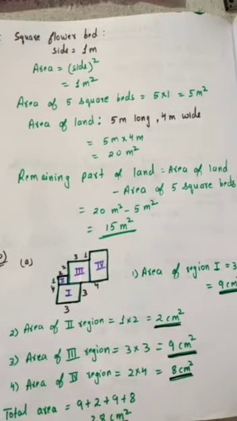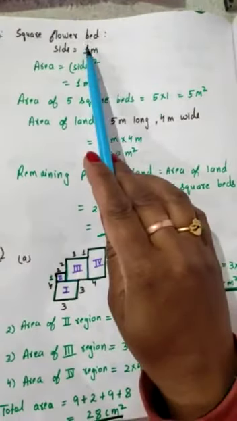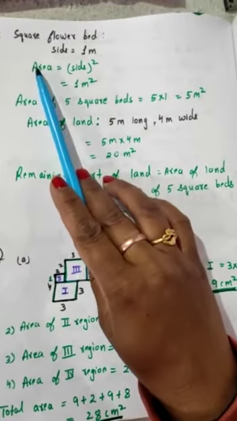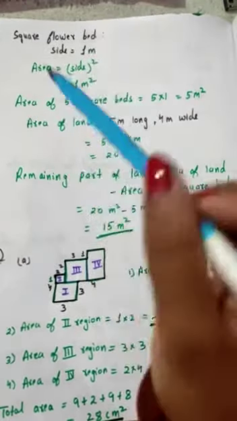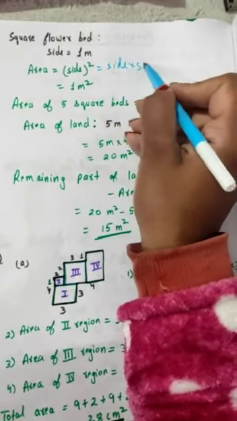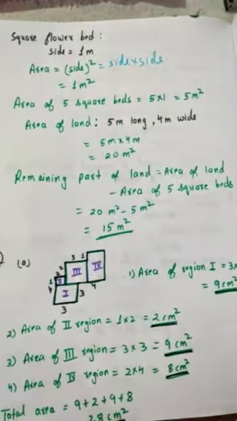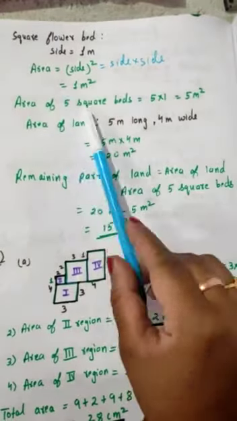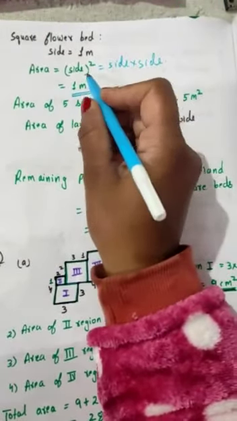So now we are doing question number 9. In question number 9, it is given that 5 square flower beds are to be made. जो फूलों की क्यारियाँ होती हैं, those are to be made in the form of a square, जिसकी side है 1 meter. So first of all, calculate the area. Area will be side square, or you can say side square is nothing but side into side. So don't get confused with this. Side into side, so 1 into 1 will give you 1 meter square. So this is the area of one flower bed.